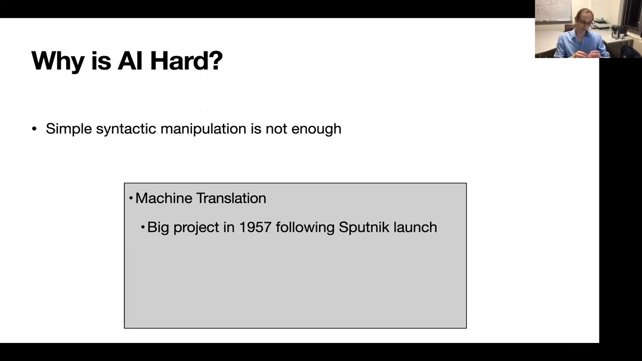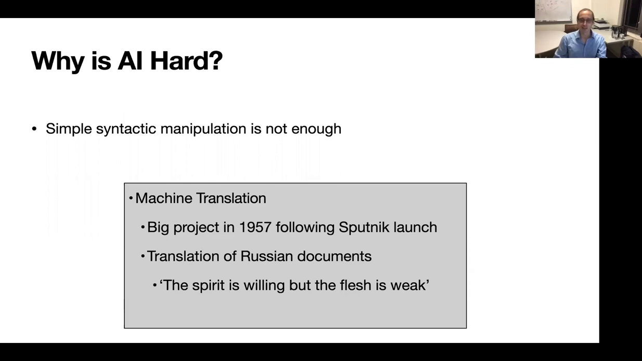This was after the USSR launched the first satellite in space, Sputnik, and there was a big project in the US during the Cold War. They were trying to get many documents from the Russians and translate them using AI translation tools. There was this particular sentence, for example: the spirit is willing but the flesh is weak, but the real translation should have been the vodka is strong but the meat is rotten.